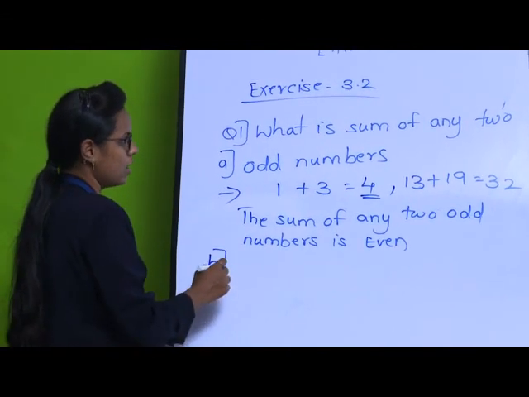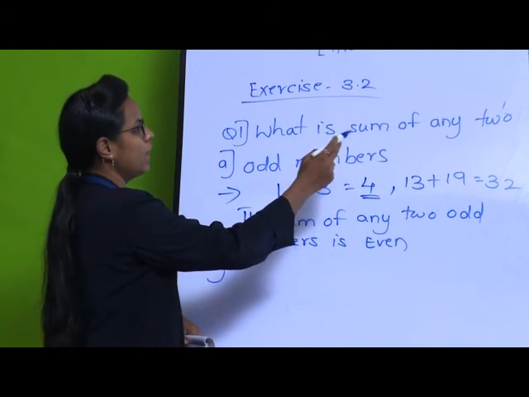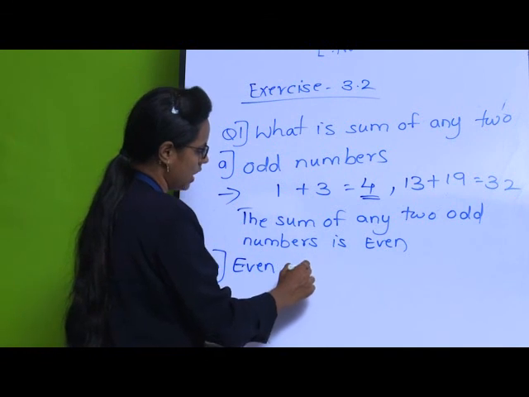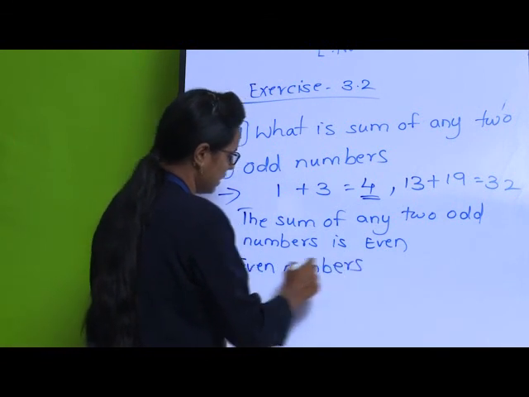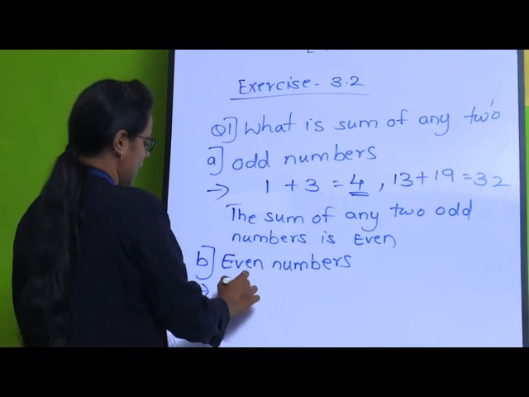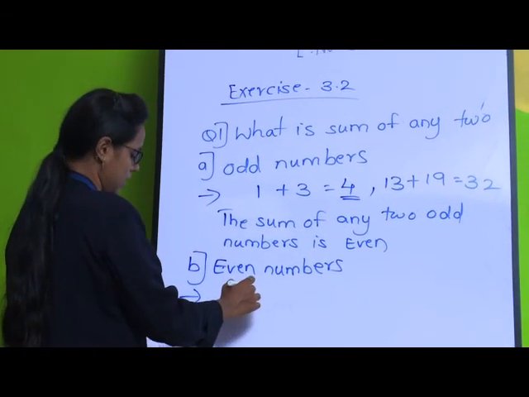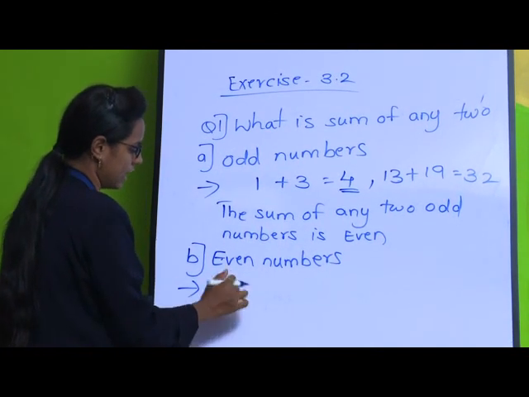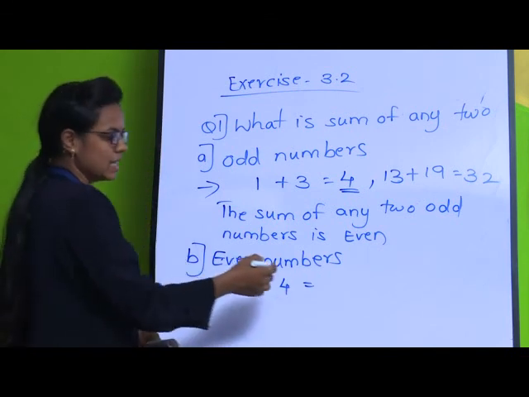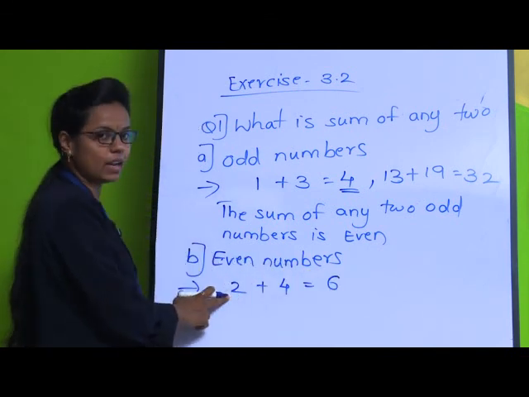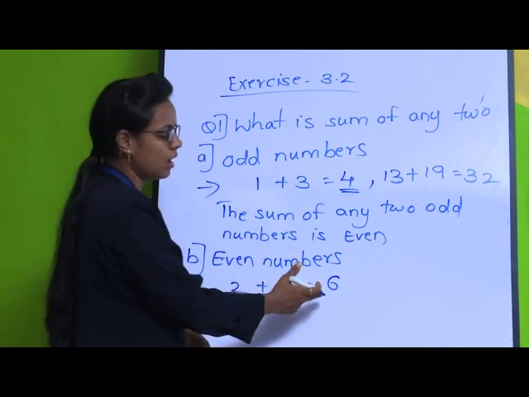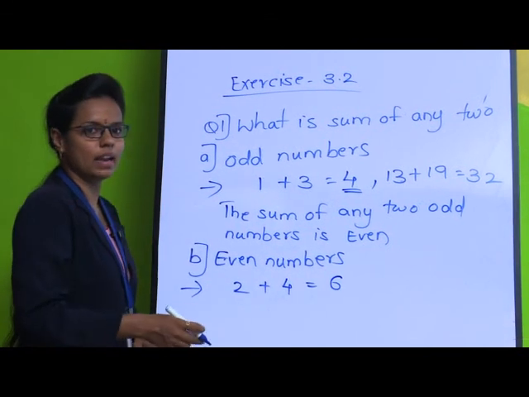B. Now we have to find the sum of any 2 even numbers. Let us see the example. Take any 2 even numbers. Let us take 13. No, even numbers we have to take here. So 2 plus 4. 2 plus 4 is 6. 2 is even, 4 is even. After doing the sum, we get the answer as an even number.